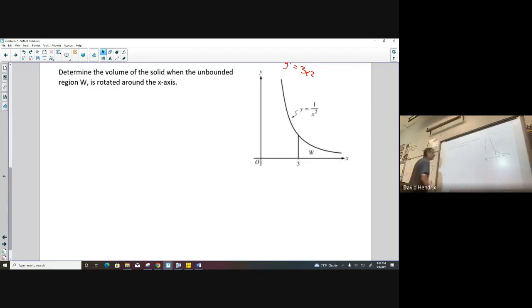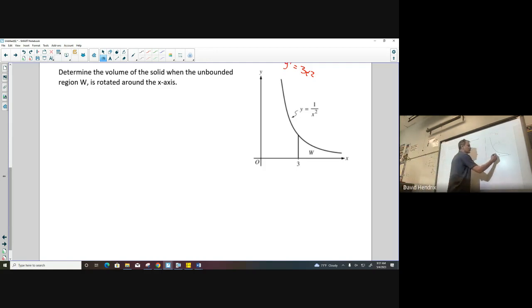All right, so this one, something that's very popular, College Board likes to take some of these area and volume questions. Sometimes they like to expand them to improper integrals, or they take BC or AB topics and put something BC with it, which means taking an integral to infinity is kind of what's happening here. This one says, determine the volume of a solid when the unbounded region W is rotated around the x-axis.